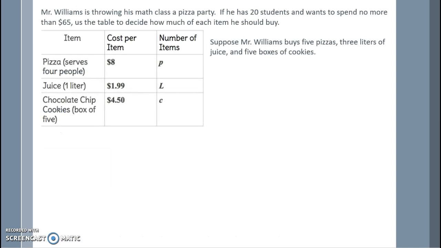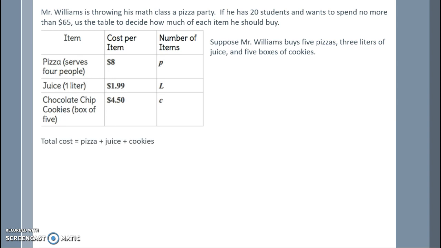Mr. Williams is throwing his math class a pizza party. If he has 20 students and wants to spend no more than $65, use the table to decide how much of each item he should buy. Let's suppose that Mr. Williams buys 5 pizzas because the pizza serves 4 people. 5 pizzas times 4 people is 20 students, which is how many we have. 3 liters of juice and 5 boxes of cookies.